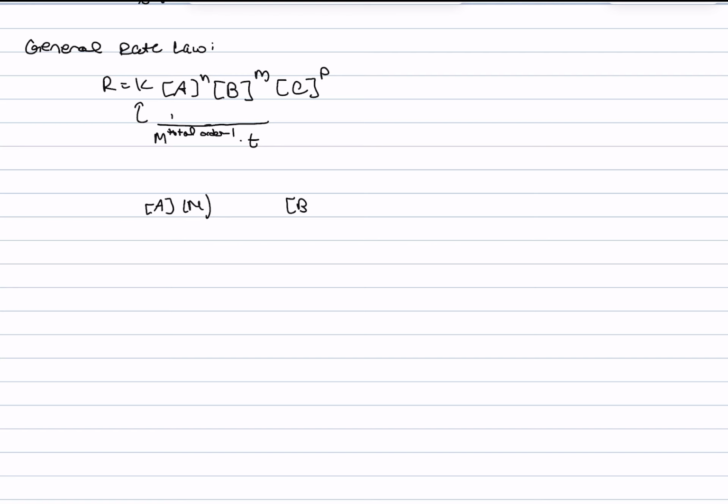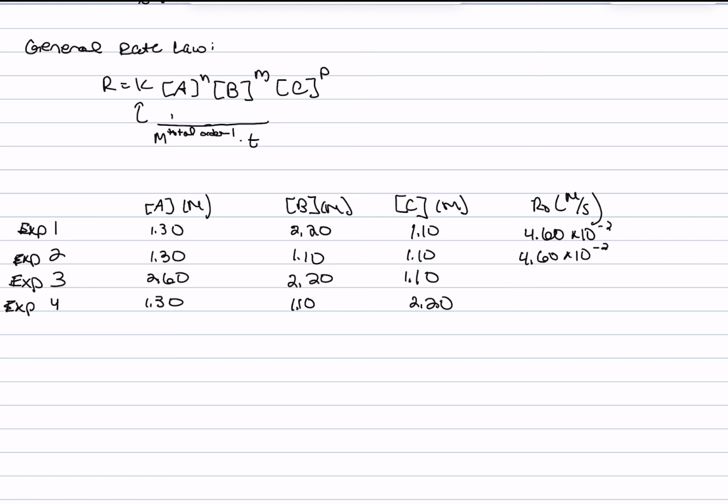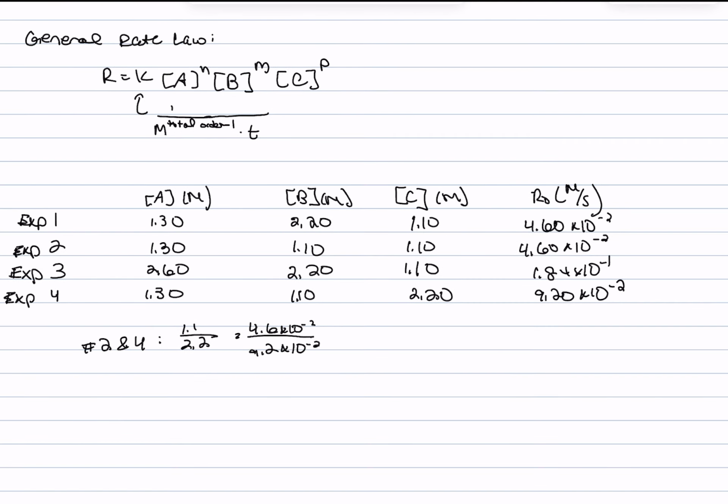Here is an example problem that illustrates this. So we're given a data table with concentrations for A, B, and C, as well as the rates for experiments 1, 2, 3, and 4. And so we can compare two of the experiments so that only one concentration changes. And so we can find the proportion of the concentration in comparison to the rate. So for example, for number 2 and number 4, when dividing these, we get 0.5 raised to the p is equal to 0.5. So p must be 1, and so C must be first order.